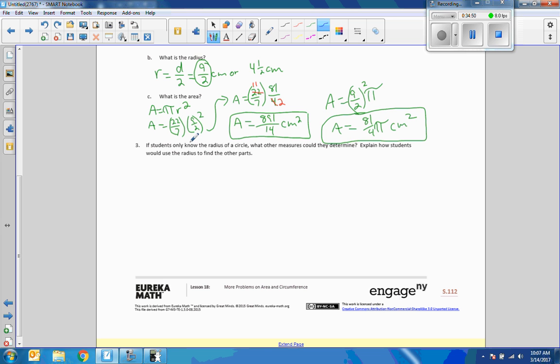Okay, number 3. If students only know the radius of a circle, what other measures could they determine? Explain how students would use the radius to find other parts. Okay, I'm just going to bring that in because it'd be hard to write all of it.